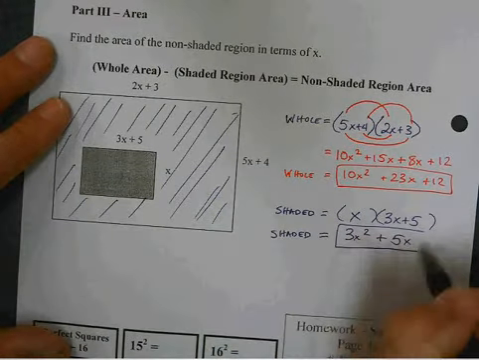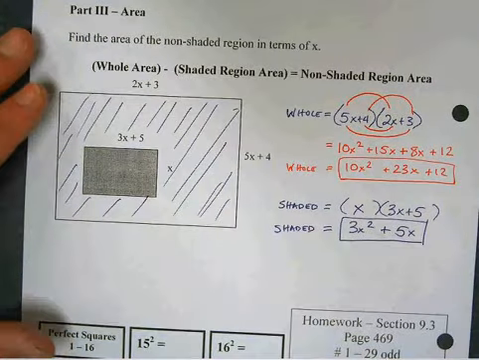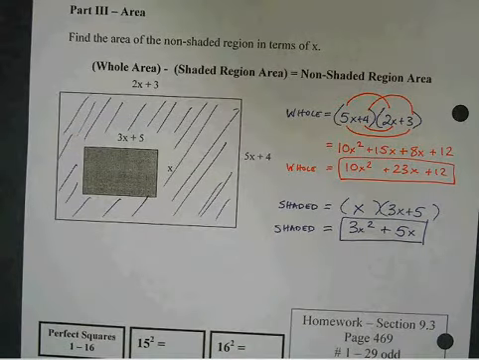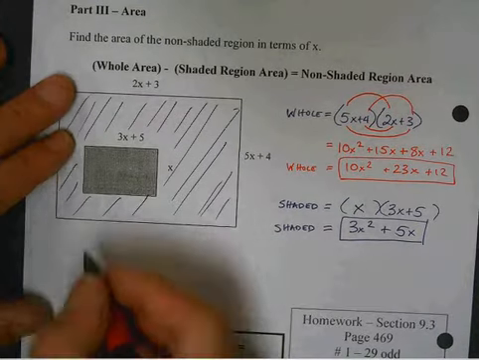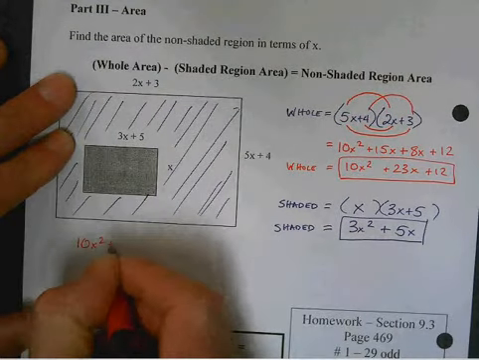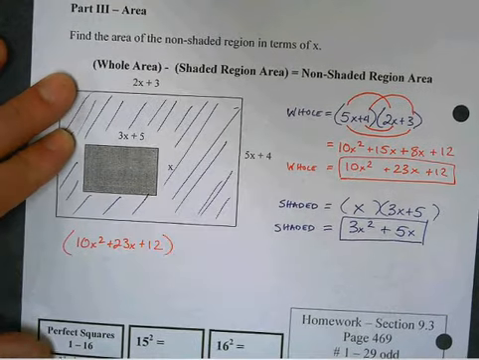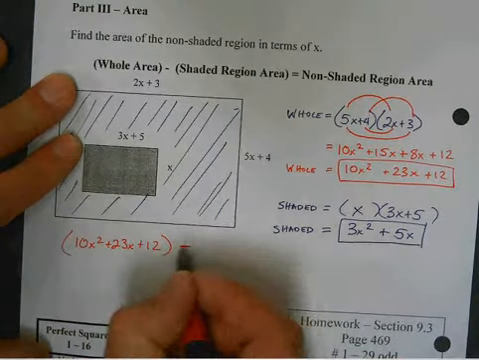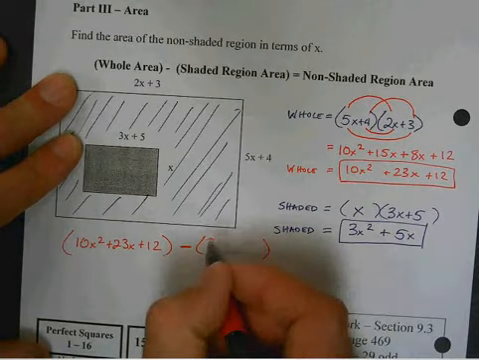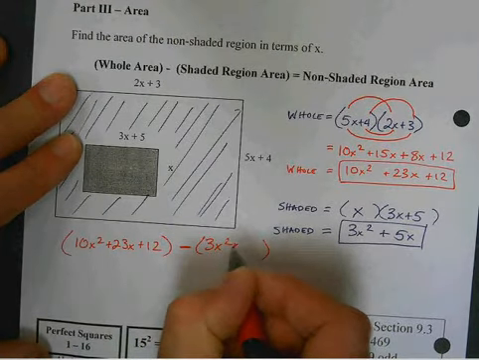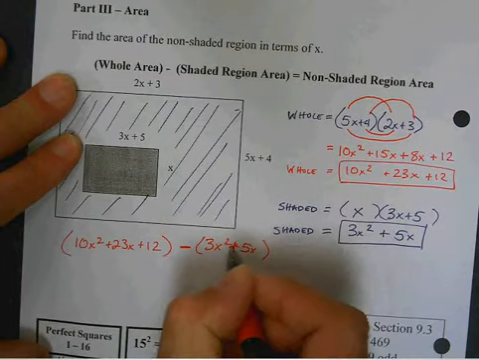There's my whole. Now, Luke, I'm going to come back to you. Now we found the areas of the shaded and the whole. And now what did you say we need to do? Subtract. Subtract what from what? Subtract the shaded from the whole. Okay, so I need to write down here my whole, 10x squared plus 23x plus 12. Put big parentheses around that, right? And then a minus sign, and then big parentheses, 3x squared plus 5x, right? Is that what you said to do?